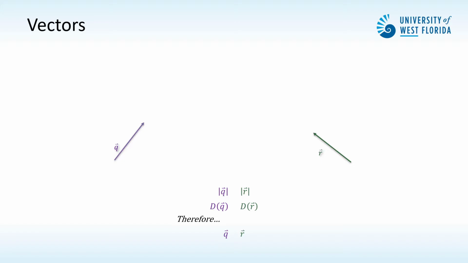What if r starts to rotate and continues to rotate? The magnitudes of q and r are still equivalent, and the directions are now the same only once per rotation, when r is aligned with q. We can say at this point that q and r are equivalent only once per rotation.